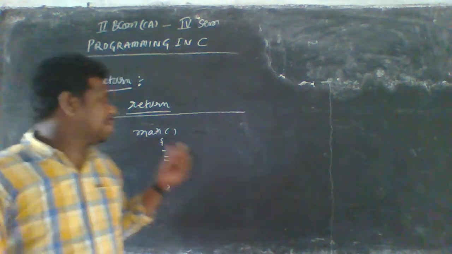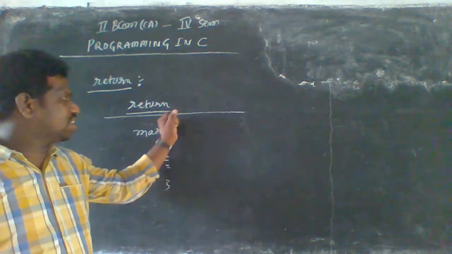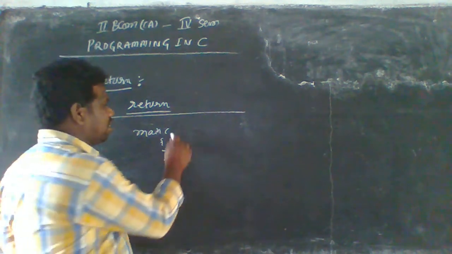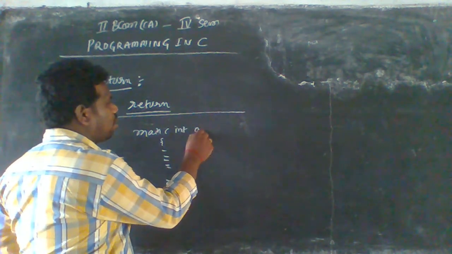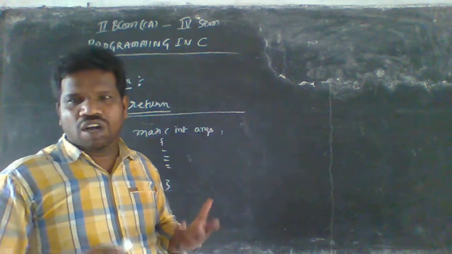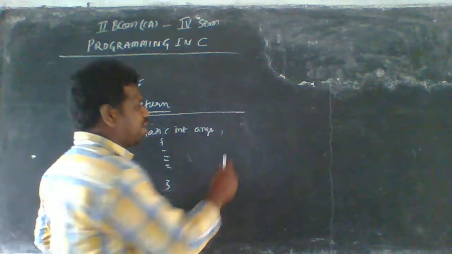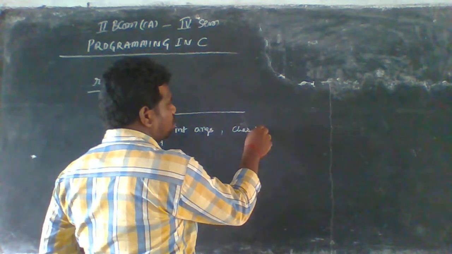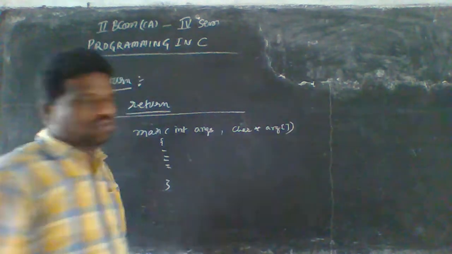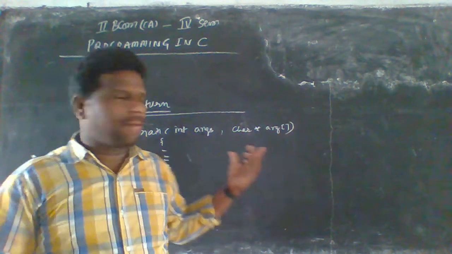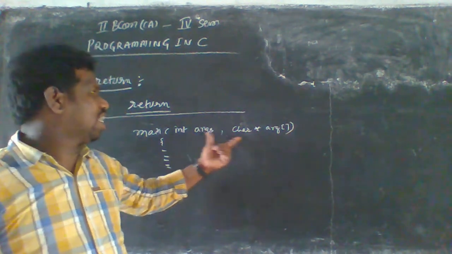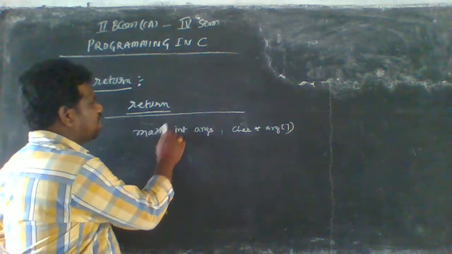Because the main function contains some parameters like this: int argc, and another parameter, char star argv. This is the process we follow while creating the main function with respect to the C language.